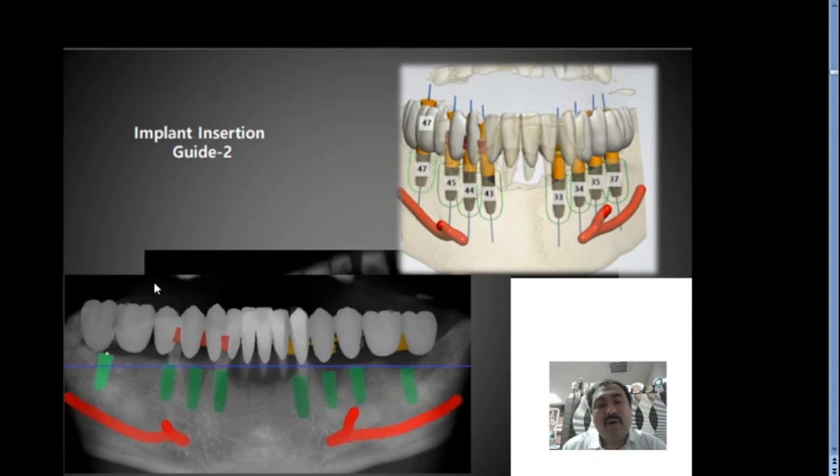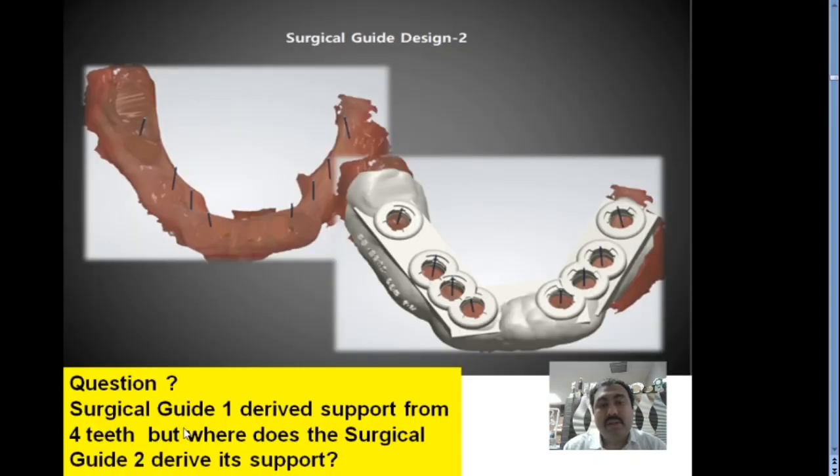You can have all the 8 implants in place by extracting the remnant teeth. By extracting 4-5, 4-3, 3-3, we can have all these 8 implants in place, and yes, 4-8. So surgical guide 2 will be designed such that it will have all the 8 implants possible. So the question is, surgical guide 1 derived its support from 4 teeth. It was a tooth supported guide.